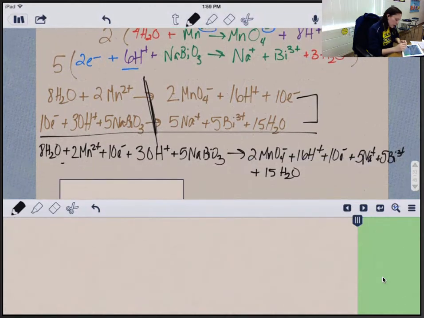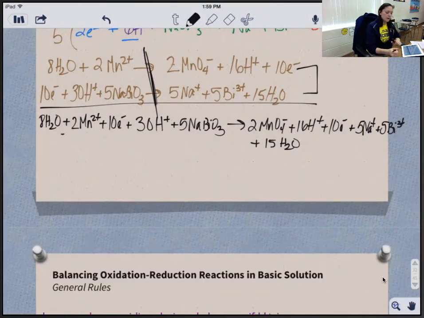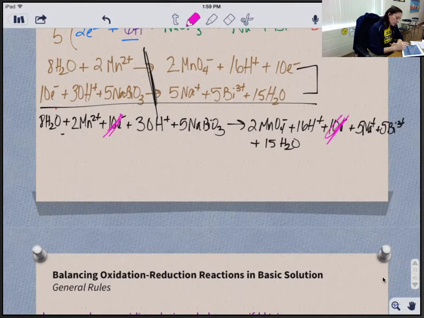Now I've got to go through and cancel everything that is on both sides. Okay, so I'm going to cancel. My 10 electrons cancel. I have 10 to start, I end with 10. I didn't go anywhere. They cancel, kind of like spectator ions. Okay, I have 8 waters on the left. I have 15 here, which means I'm left with 7 waters that I produced. I have 16 H+. I have 30 here, which means I have 14.